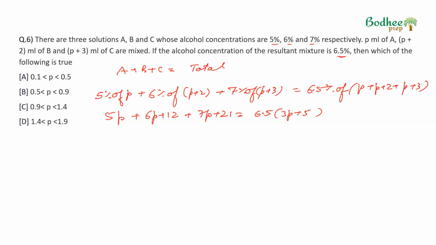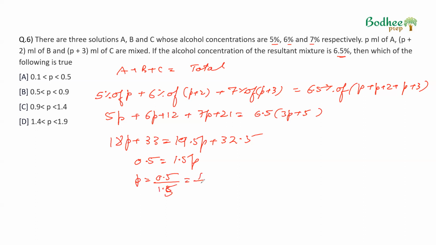So this becomes 5, 6, 11, 7, 18P plus 33 is equal to 6.5 into 3, which is 19.5P. 6.5 into 5 is 32.5. And therefore, 33 minus 32.5, 0.5, is equal to 19.5 minus 18, 1.5P. So P becomes 0.5 upon 1.5, which is nothing but 1 by 3, or in decimal 0.333. So this value will lie between 0.1 and 0.5.